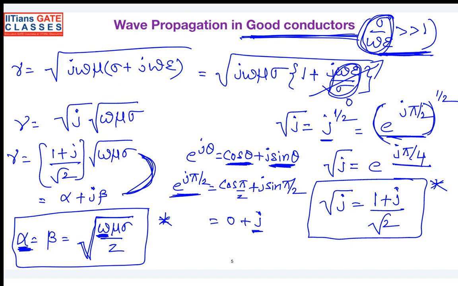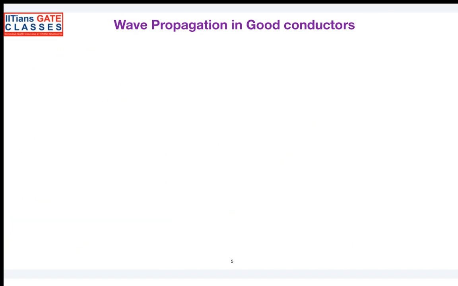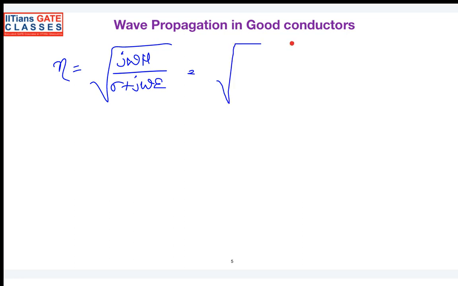What will happen in case of a good conductor? What will be the intrinsic impedance? Root j omega mu by sigma plus j omega epsilon. So same thing, you can take sigma common from the denominator. So when you take sigma common from the denominator, you are going to have 1 plus j omega epsilon by sigma.